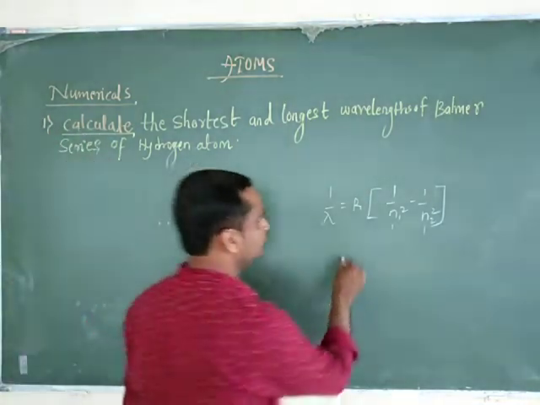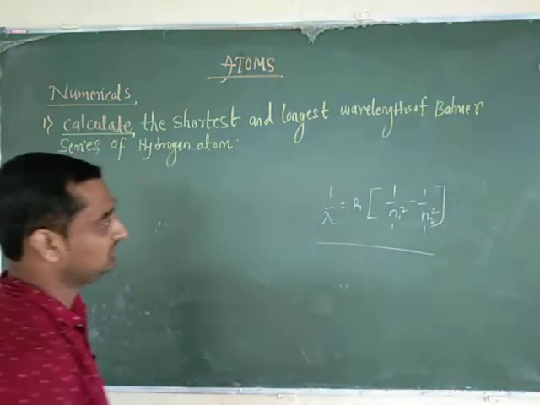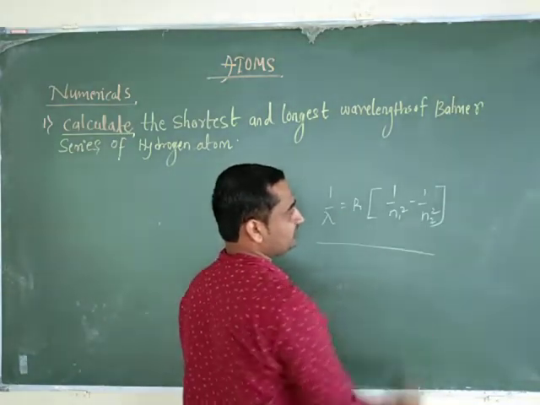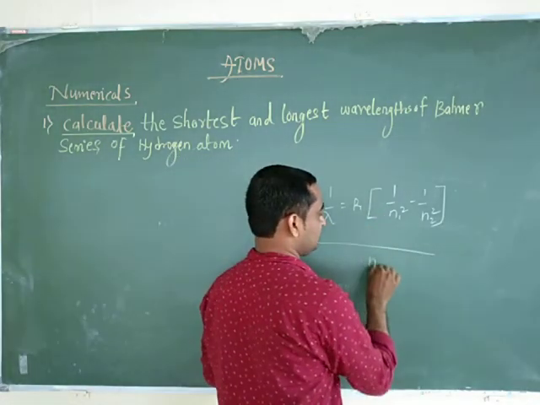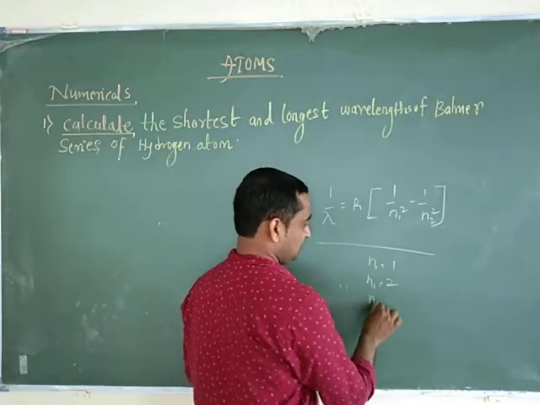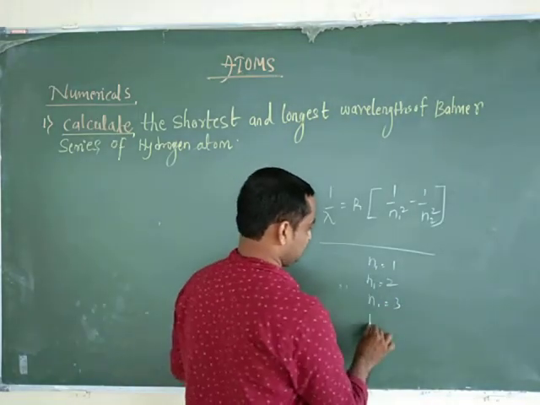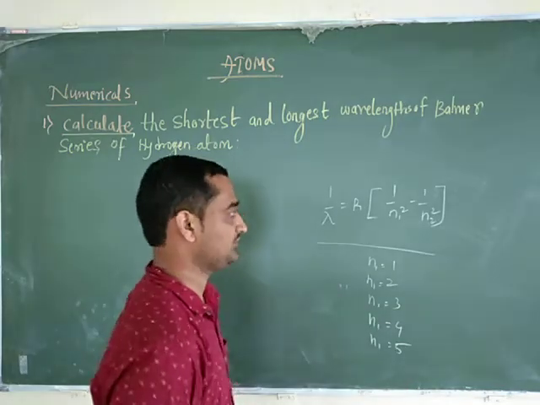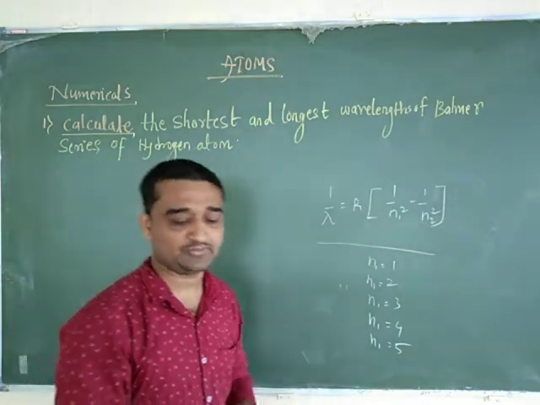Now we have to use this formula and solve certain numericals based on the chapter Atoms. For the Lyman series, n1 is equal to 1, n1 is equal to 2 for Balmer, n1 is equal to 3 for Paschen series, n1 is equal to 4 for Brackett and n1 is equal to 5 for Pfund series, and the n2 are the higher energy states. There is a specific transition we have to explain.